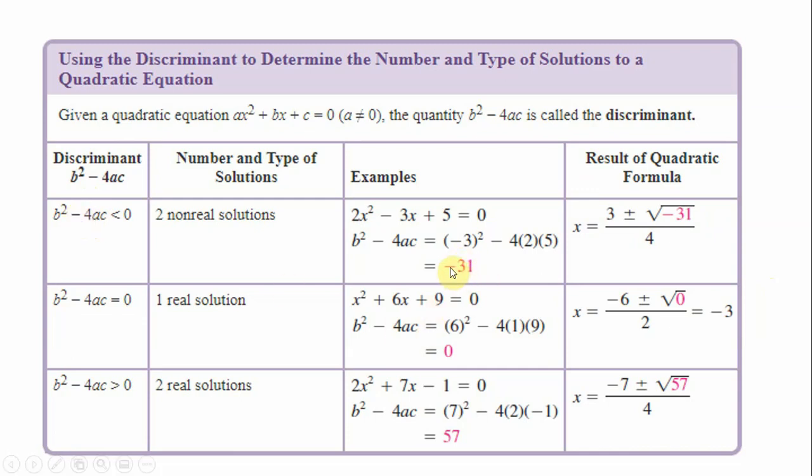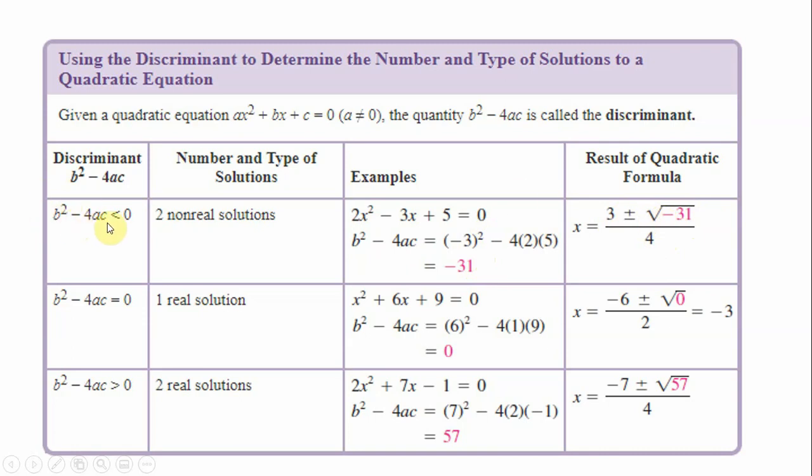Negative 31 tells me I've got two solutions. If this was the equation 2x squared minus 3x plus 5, this is a, b, c. If I do this, it is negative 31. So I can take out the i square root of 31, and I have 3 plus i times the square root of 31 over 4, and 3 minus i times the square root of 31 over 4. Two solutions because of the plus and minus.